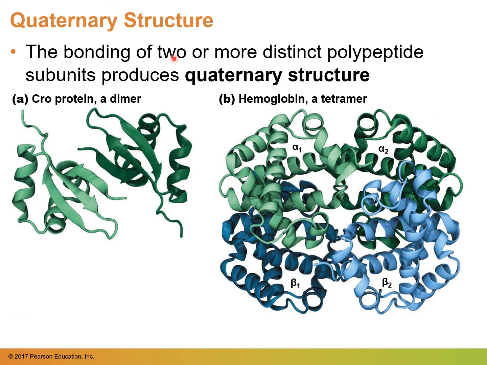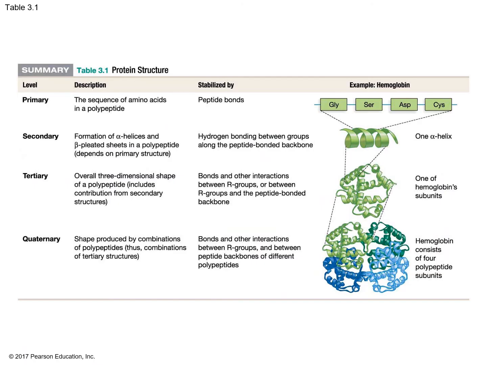And then lastly, we have quaternary structures, which are going to be two or more distinct polypeptide subunits that are going to be bonding together. So essentially, we're going to have these polypeptide subunits, so different sections that are coming together to become one structure, right? So we have one alpha here, and then we have the beta 1 and 2.